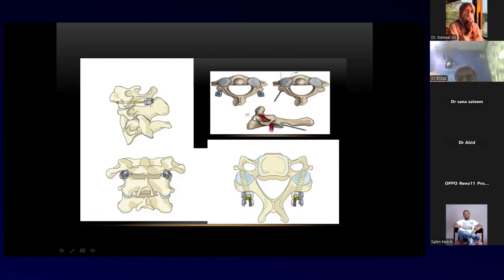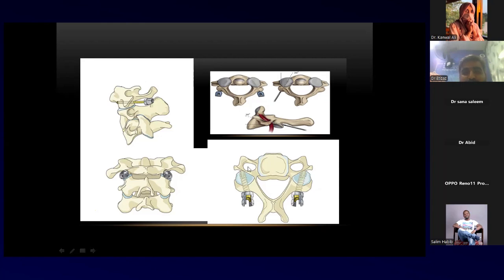Good. So when we are putting the in situ screw, we have three options. One is the transpedicular, second is the pars, and third is translaminar screws. Okay. When we are putting into C3, this is C3. What kind of screws are there now? This is C3. Now this is transarticular, sir.